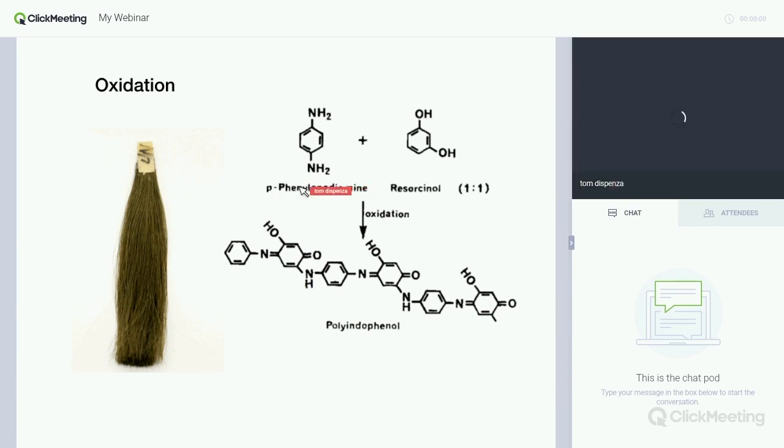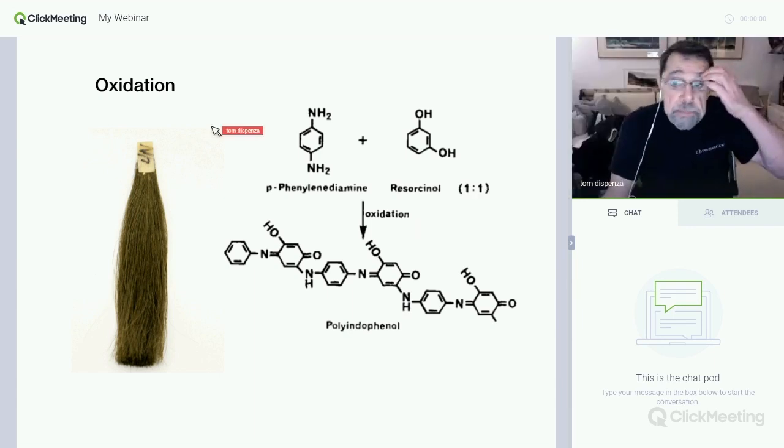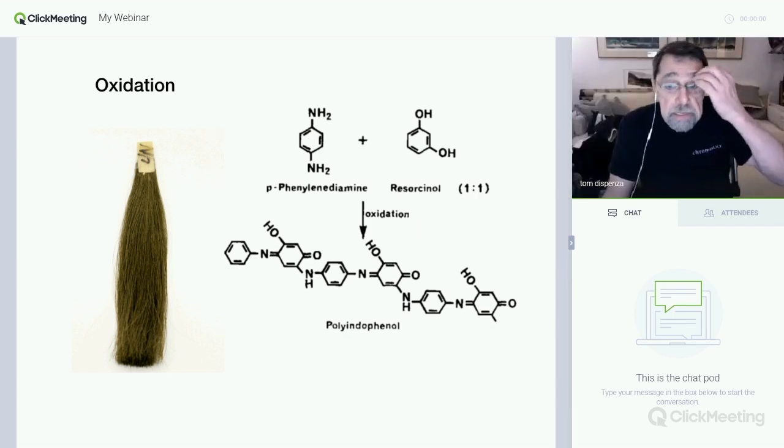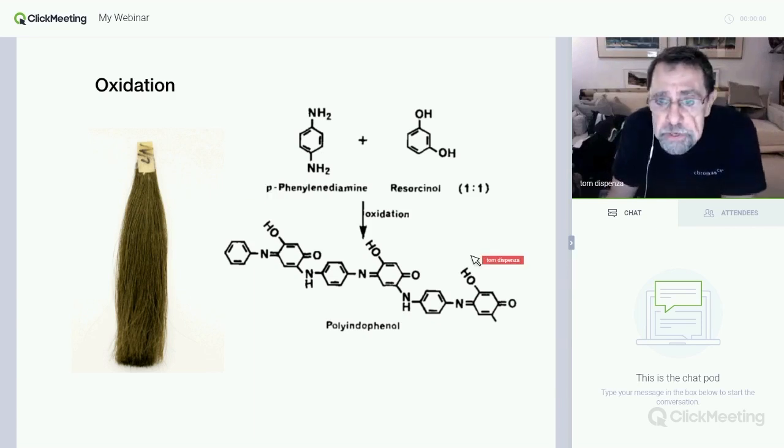So it's N2 plus resorcinol. And with the oxidation of them, which means I mix them with hydrogen peroxide, they form these very large molecules. And lo and behold, the color brown appears.